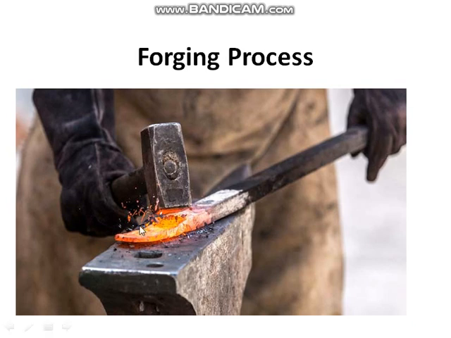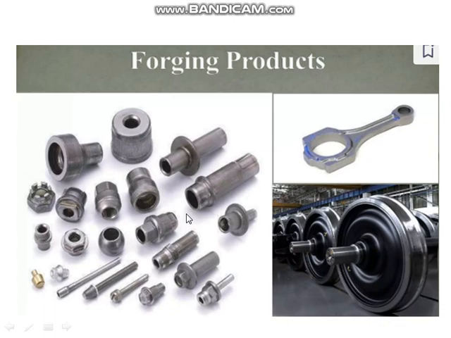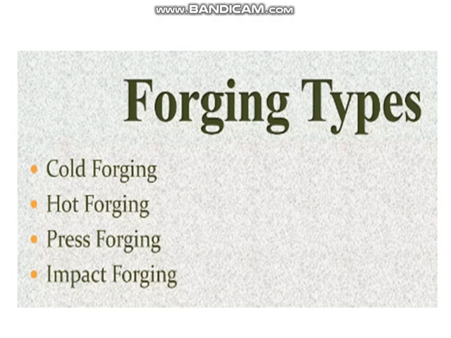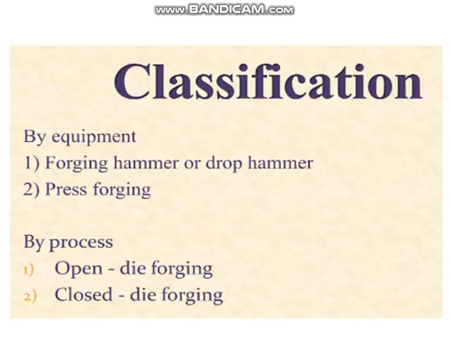In this diagram, we are all clear on the forging process. This is another diagram showing multiple examples of forging. It's a connecting rod of an IC engine. It's train wheels, nuts and bolts, and various types of fasteners made with the forging process. Forging types: cold forging, hot forging, press forging, impact forging.